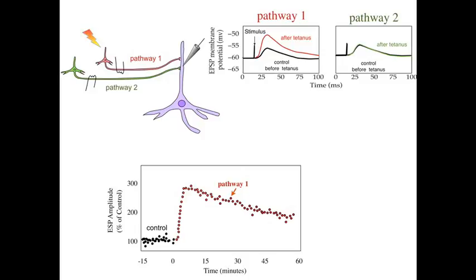But if we do the same thing now to the green pathway, just stimulate it periodically, boom, boom, boom, once every few seconds, there's absolutely no change. And the difference in the amplitude of the PSPs between pathway 1 and pathway 2 defines the amount of long-term potentiation due to the tetanization of pathway 1.